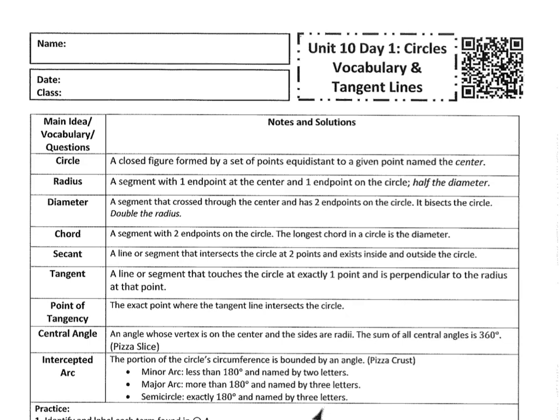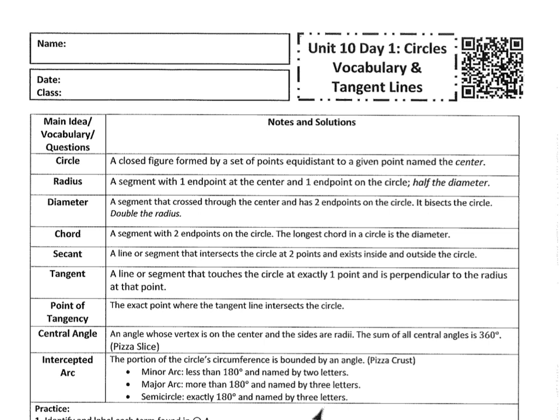So the unit we had before this was all about quadrilaterals and other polygons. So it was 4-sided figures and 9-sided figures, all that good stuff. Well, now we're going to jump into circles. Circles is our next unit, unit 10. So first things first, what is a circle?